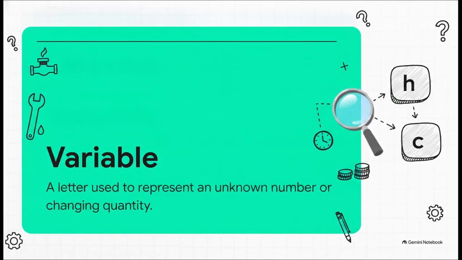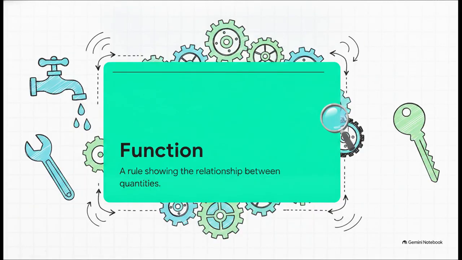Now, the real magic here relies on what we call variables. A variable is really just a letter used to represent an unknown number or a quantity that can change. So in our plumber example, H stands for the number of hours worked. Obviously, that's going to vary from job to job. And C stands for the total cost, which changes depending on H. By using letters, we create this incredibly flexible template. And that template is what mathematicians call a function.